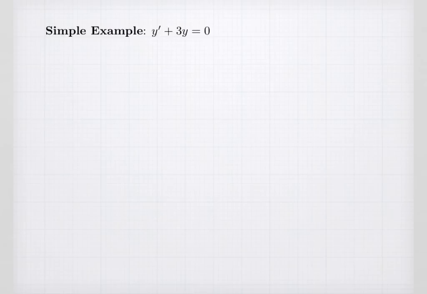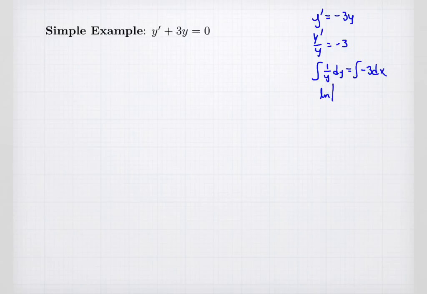Our first example actually is an example of a separable equation. Just to remind you how that would work, I could rewrite this as y prime equals negative 3y. So y prime over y equals negative 3. If I integrate both sides, the integral of 1 over y dy equals the integral of negative 3 dx. And I can solve. I get the natural log of the absolute value of y is equal to negative 3x plus an integrating constant. And if I solve this, we found that this is always of the form some constant times e to the negative 3x.